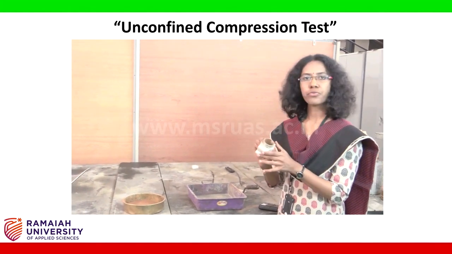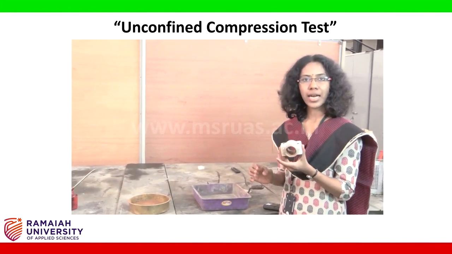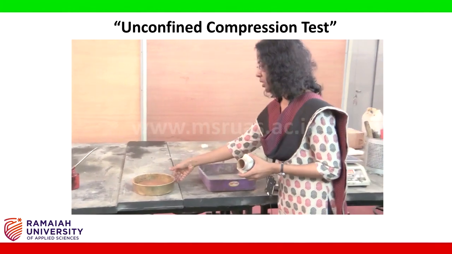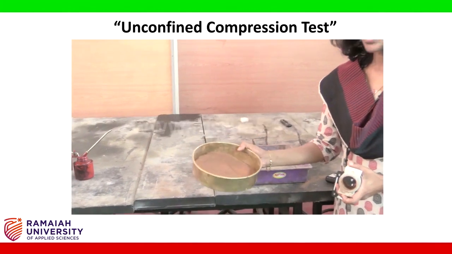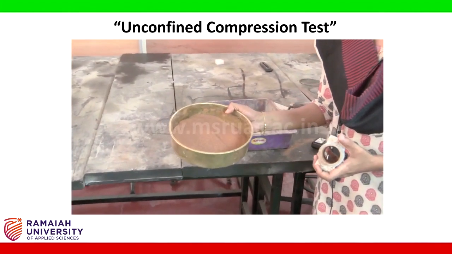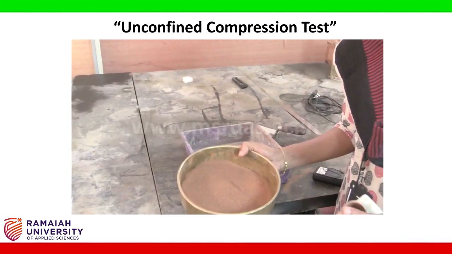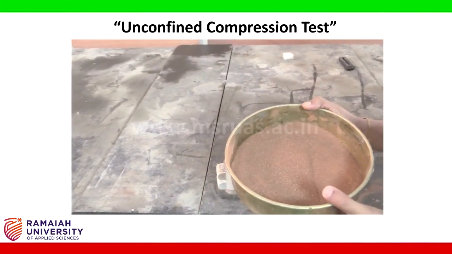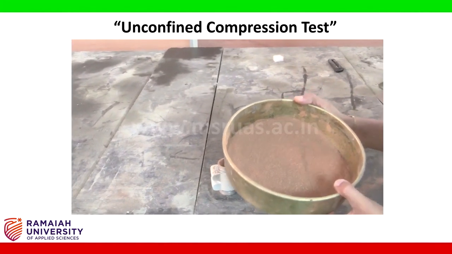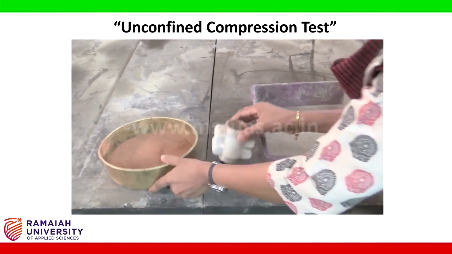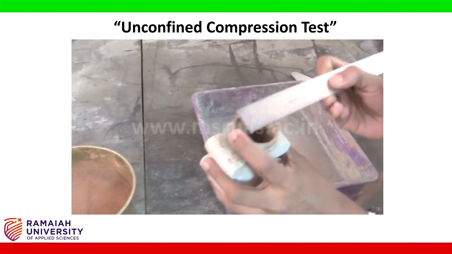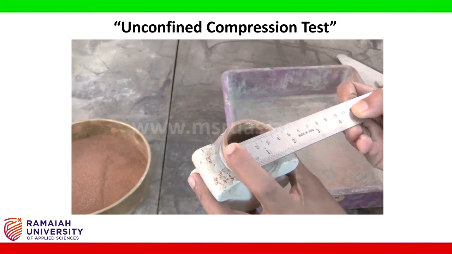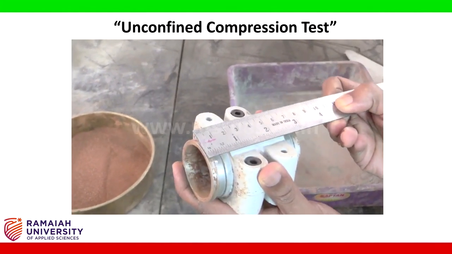We first have to find out the weight of the dry soil sample which is going to fill this mold. We are using this soil sample whose dry density we have found out from the Proctor compaction test. The dry density of this sample is about 1.7 gram per cc or 17 kilonewton per meter cube. The dimensions of the mold are 3.8 centimeter or 38 mm diameter and the height is 76 mm.